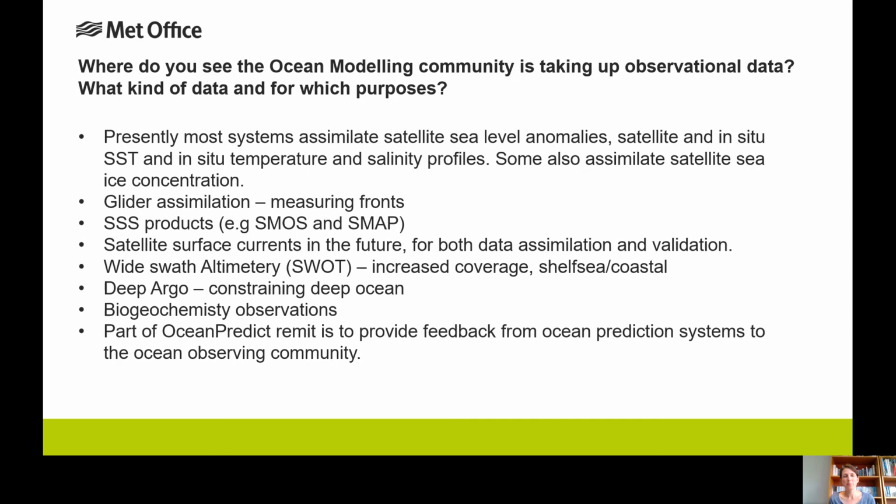And I just wanted to point out that we're part of the Ocean Predict community, and part of the Ocean Predict remit is to provide feedback from ocean prediction systems to the ocean observing community. So this is something that we are really interested in and quite engaged with.